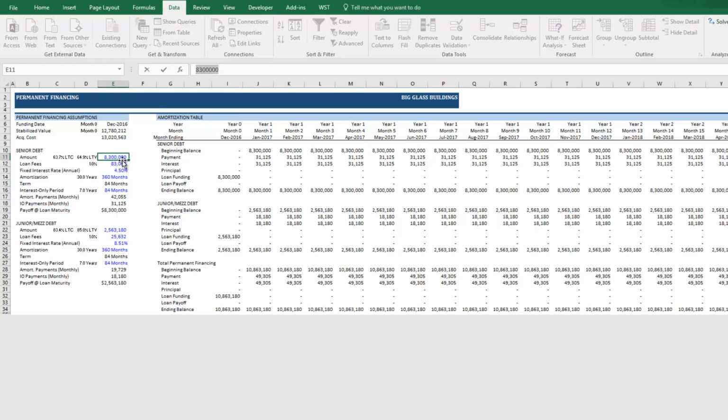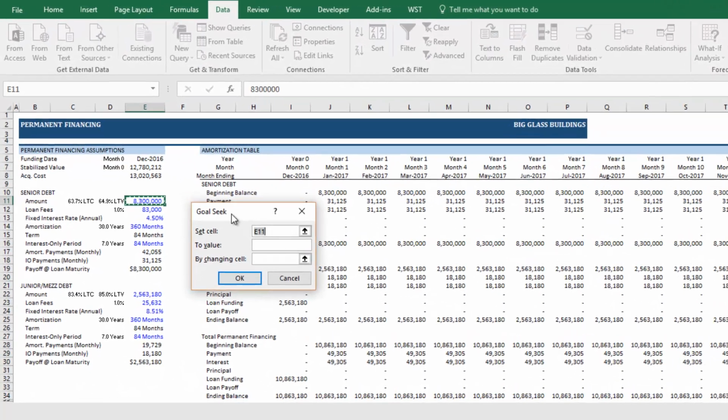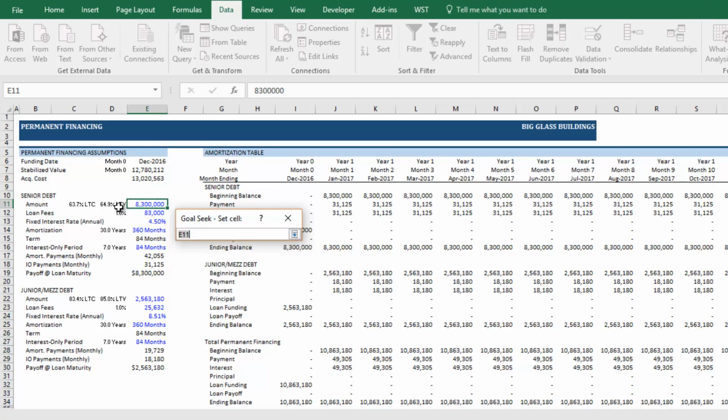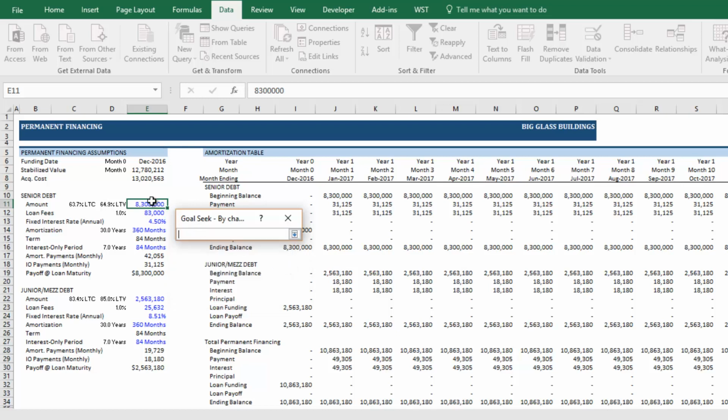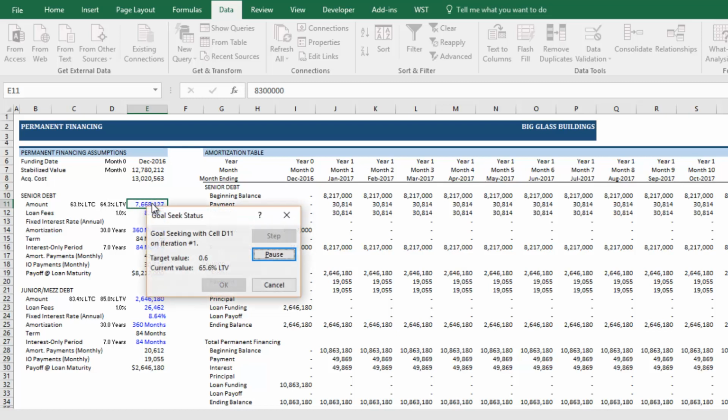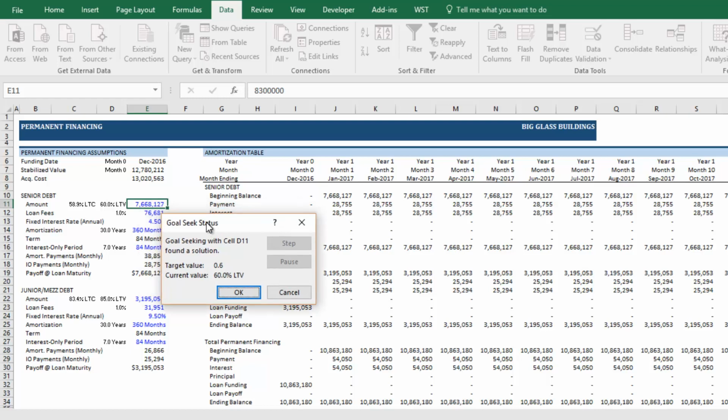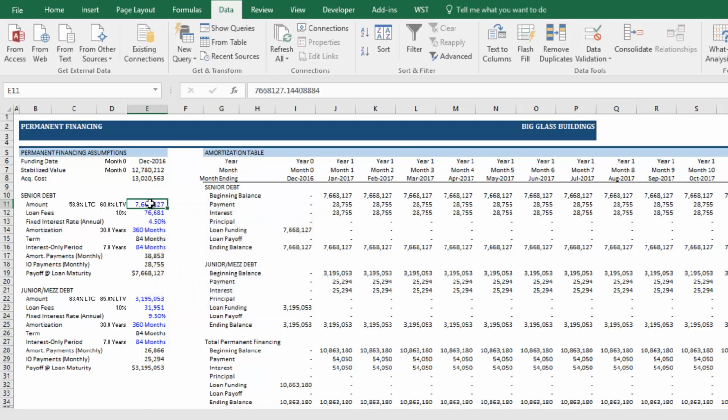It can't be a formula, which it was before. So again, I come back up here. What if analysis, goal seek, get that window back. We're going to set our loan to value to 0.60 by changing our loan amount. And then Excel will do that iterative process that I described, and it will size the loan for you such that your loan to value hits the 60%.